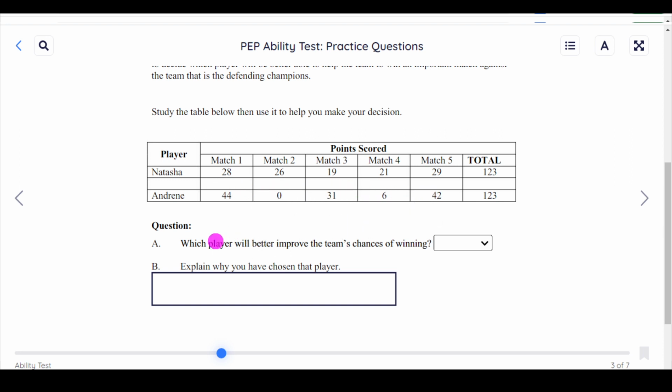All right. So I would say for A, which player is the better player to choose? We would have to choose Natasha. Why would we have to choose Natasha? Because she's more consistent. She has scores in the double digits for each game, versus Andreen, who has the lowest score, which is 0 of the two, and does not always score in double digits.